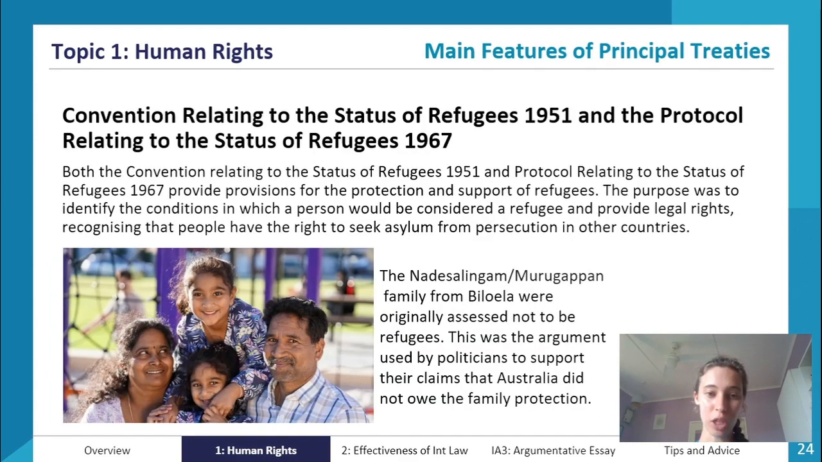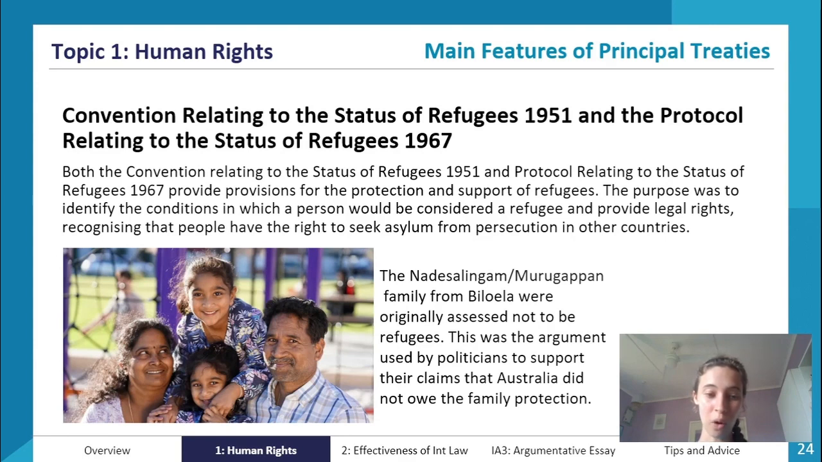We've got our refugee convention from 1951 and the protocol from 1967. So both of those are aiming to protect and support refugees. So they wanted to identify the conditions in which a person would be considered a refugee, which can sometimes be complicated, as we'll see in a moment. And they wanted to then provide legal rights to those people, recognizing that they have that right to seek asylum from persecution in other countries.